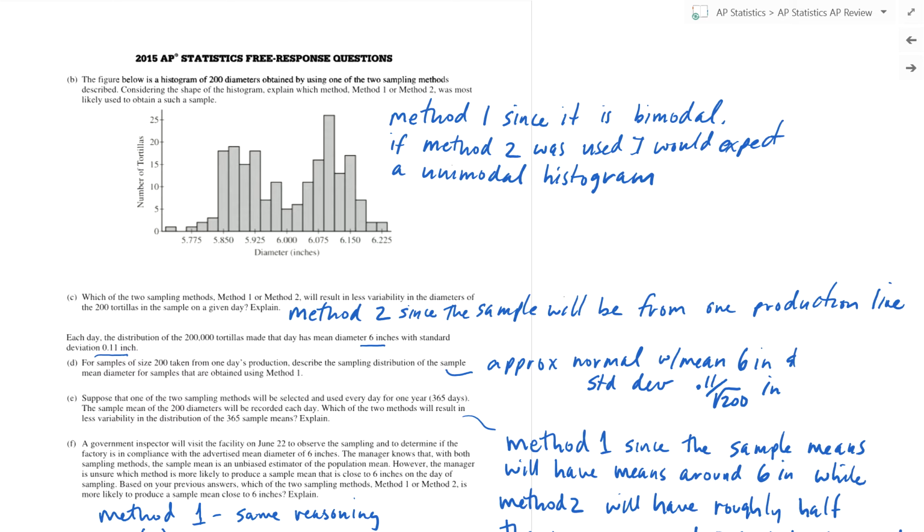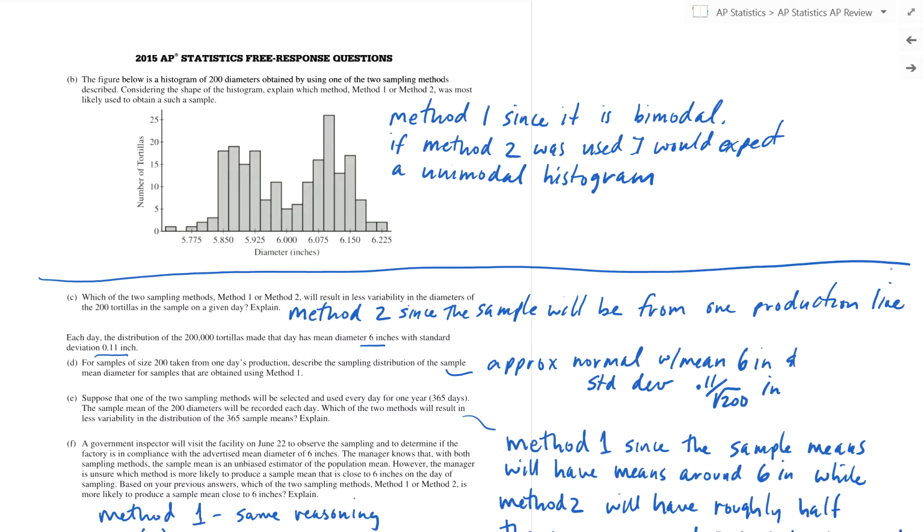Okay, next. Kind of all over the place on here, so let's just do B here. B, here's the histogram of the 200 diameters. Which one, method 1 or 2, is most likely used to obtain such a sample? Method 1, since it's bimodal, because here's your overlapping histograms. If method 2 was used, I would expect a unimodal histogram, right?